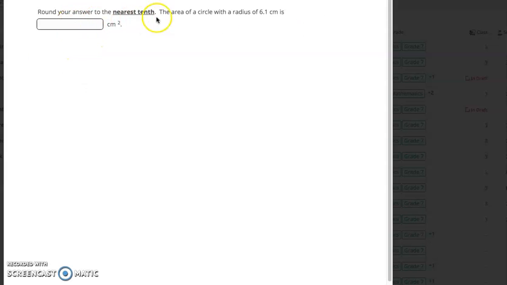All right, so round your answer to the nearest tenth, the area of a circle with a radius of 6.1. The formula to find the area of a circle is pi r squared. So 3.14 times the radius squared. The radius is 6.1, so 6.1 squared is 37.21. I multiply that by 3.14 and I'm going to get 116.8. All right, so this will be 116.8.